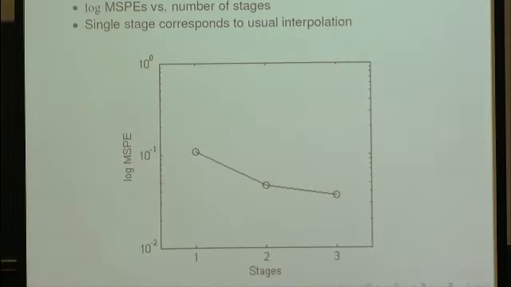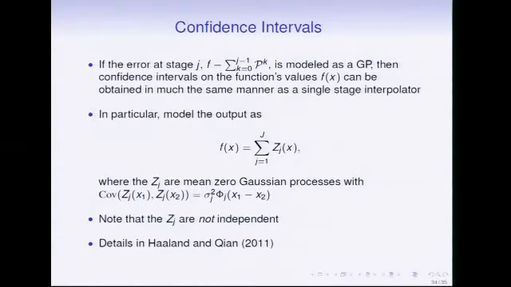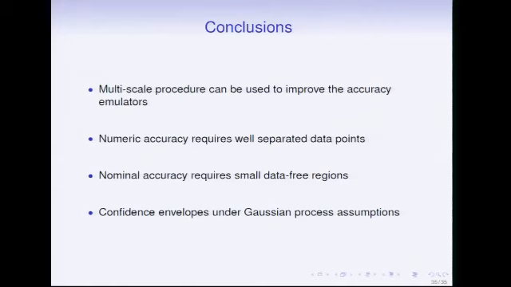We can also improve on this by increasing the number of stages. MLEGP, of course, says no, you can't do that. So I'm going to skip. Confidence intervals are available, but not as nice to come up with as for a typical Gaussian process. The stages introduce these dependent Gaussian processes. There are some details in our paper. So we can use this technique to improve the accuracy of large emulators.